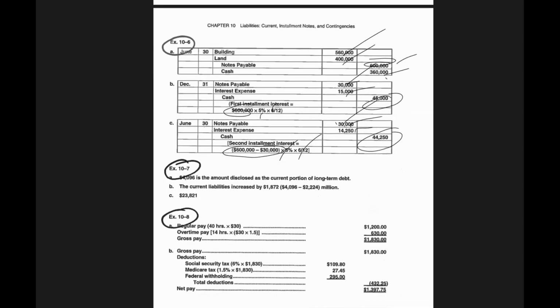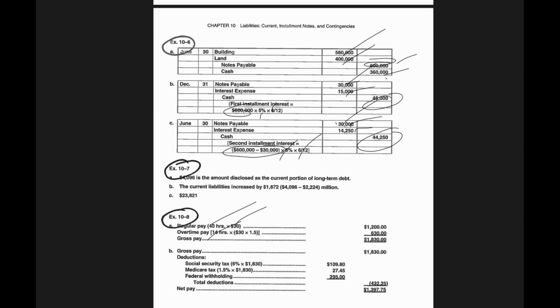Number 8, calculating payroll. An employee earns $30 per hour, and 1.5 times that rate for all hours in excess of 40. The employee worked 54 hours during the week. Calculate gross and net. Social Security tax 6%, Medicare tax 1.5%, and employee's federal income tax to be withheld is $295. So the first 40 hours at 30, that was 54 hours.